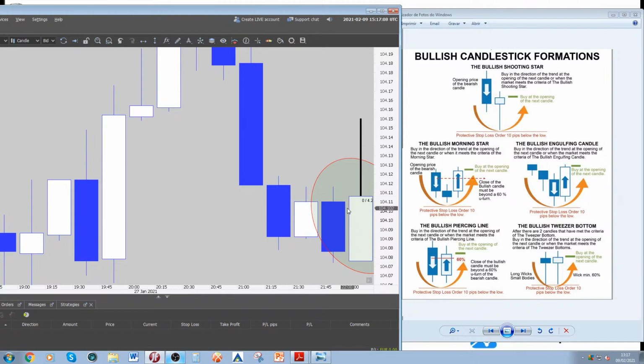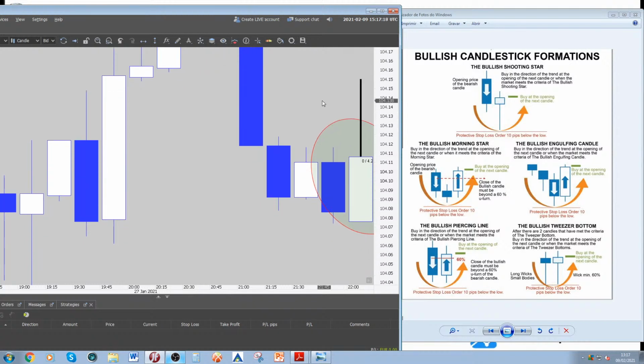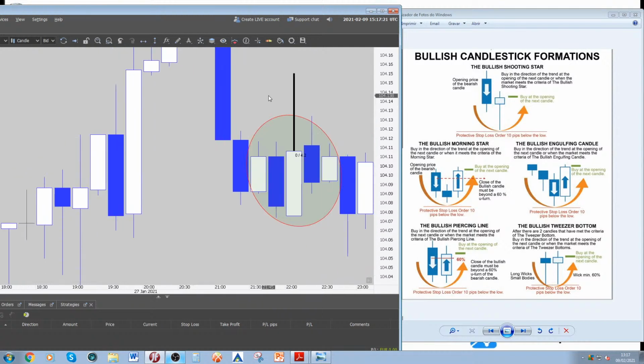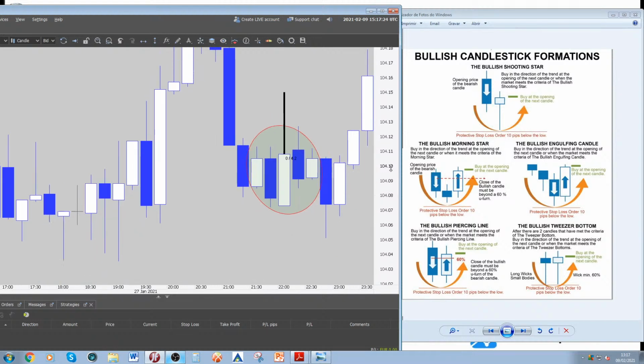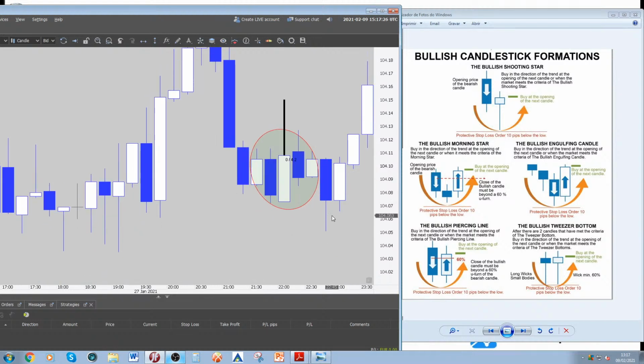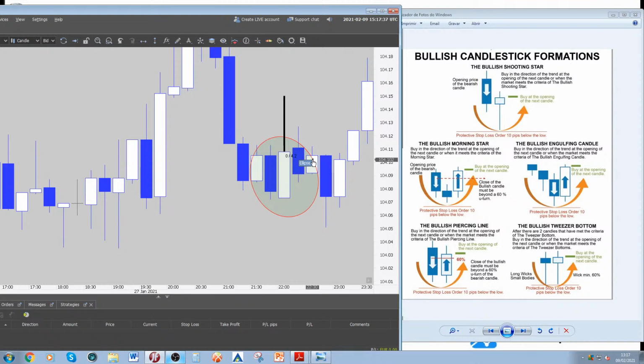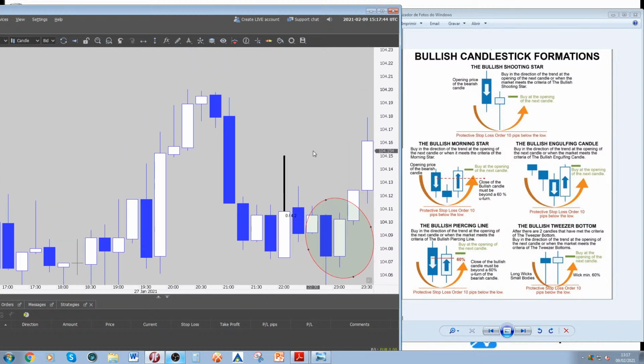Oh, but the body, you need to understand the wicks and bodies, everybody. So this white candle here, it's not a bullish candlestick formation. What would happen? No, exactly, this is not. Oh, but the market went up. It doesn't matter. This is not a bullish candlestick formation. You need to get straight in your head, everybody. Now this was, yes, piercing line, maybe bullish engulfing candle.